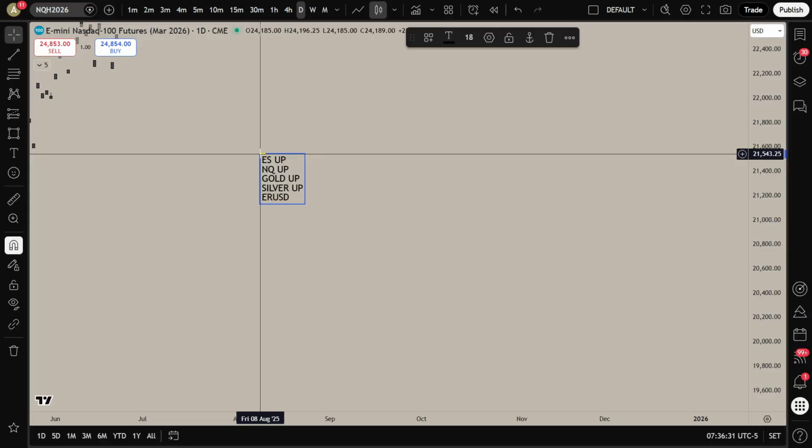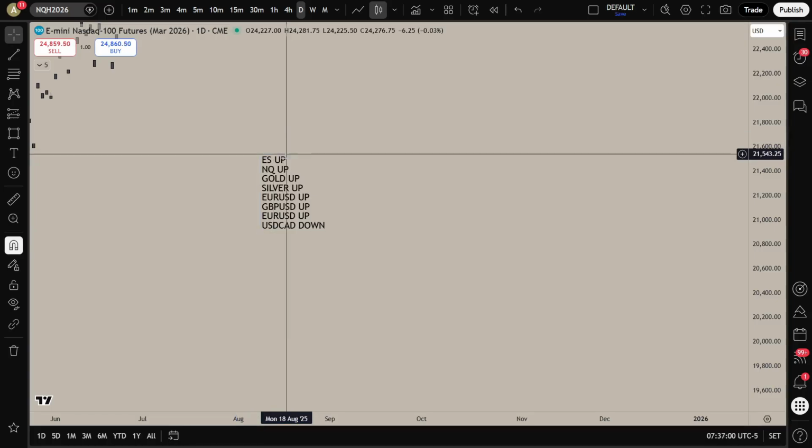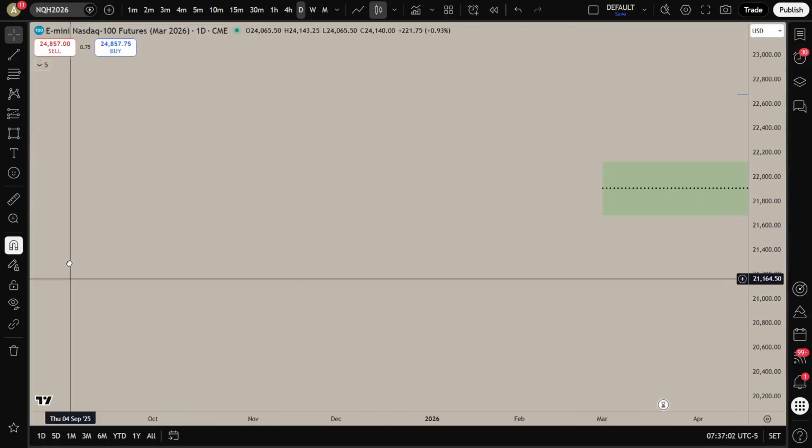If Euro USD is moving up, then GBP USD should also move up. If Euro USD is moving up, then USD CAD should move down, right? So this is an inverse correlation, right? A direct correlation is when both should move up together or both should move down together, and the inverse is true for a contrary relationship, right? So you know what a correlated asset is now.